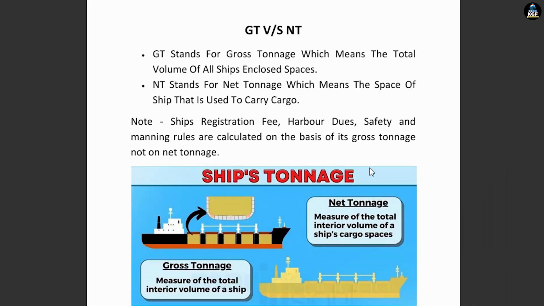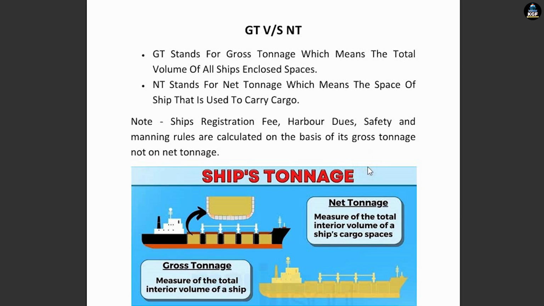So next is GT versus NT. GT stands for gross tonnage, which means the total volume of all the ship's enclosed spaces. NT stands for net tonnage, which means the space of a ship that is used to carry cargo. Ship registration fee, harbor dues, safety and manning rules are calculated on the basis of its gross tonnage, not on net tonnage. So you can refer to the diagram.